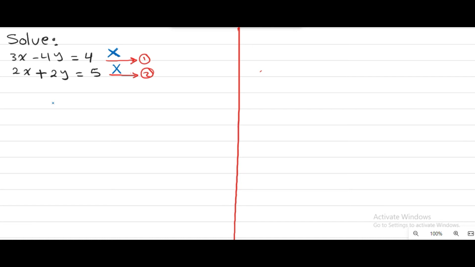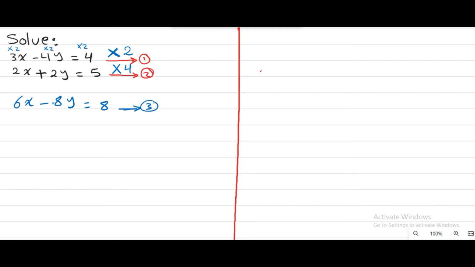But it's better to choose the variable with different signs if it exists, to simplify calculations. Here we have x with the same sign, y with different signs, so we'll choose y. Multiply the first equation by the coefficient of y in the second, multiply the second by the coefficient of y in the first, and to get the new equations we will multiply all parts by this number. Multiply by 2 in both sides. Don't forget this point. So it's 6x minus 8y equals 8. This is equation 3.